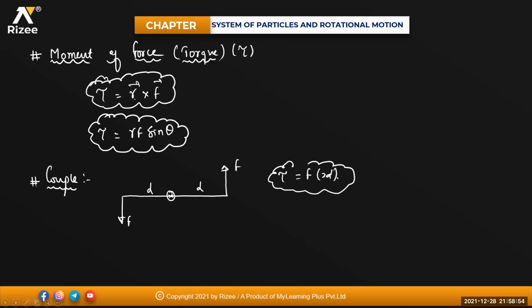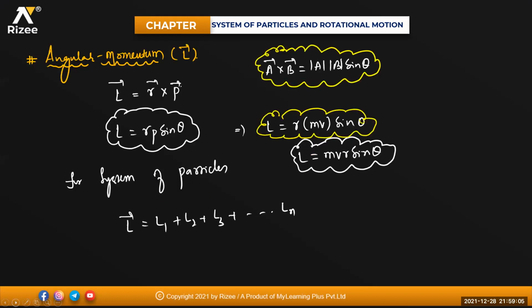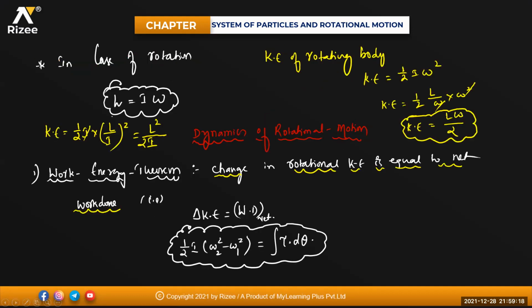Moment of force or torque: tau equals r cross F, or tau equals rF sin theta. Then equilibrium: for rotational equilibrium, the net torque acting on the system must be equal to 0. Now, angular momentum: L equals r cross p, or L equals rp sin theta. For a system of particles, L1 plus L2 plus L3. For one particle, it is L equals mvr sin theta. In case of rotation, I can write L equals I omega, and the rotational kinetic energy of the body is half I omega square.